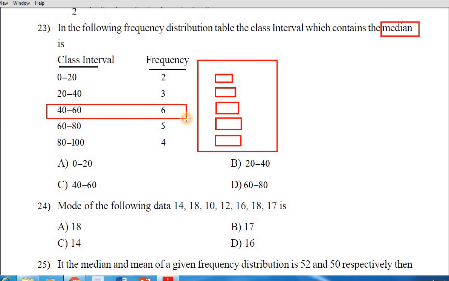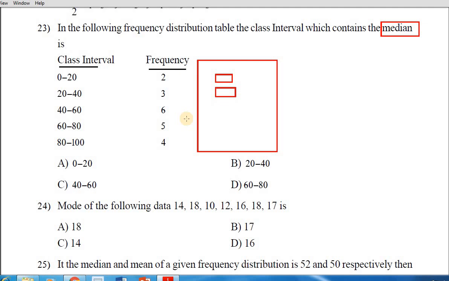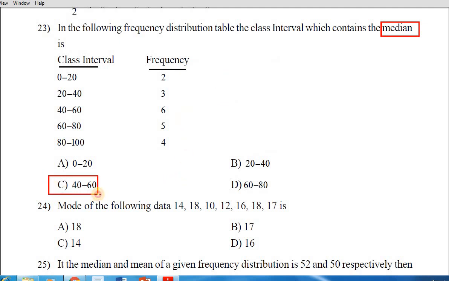So in this class interval 10 lies. As you find cumulative frequency, easily you will come to know that. So hence for this question the right answer is 40 to 60, that is option C.